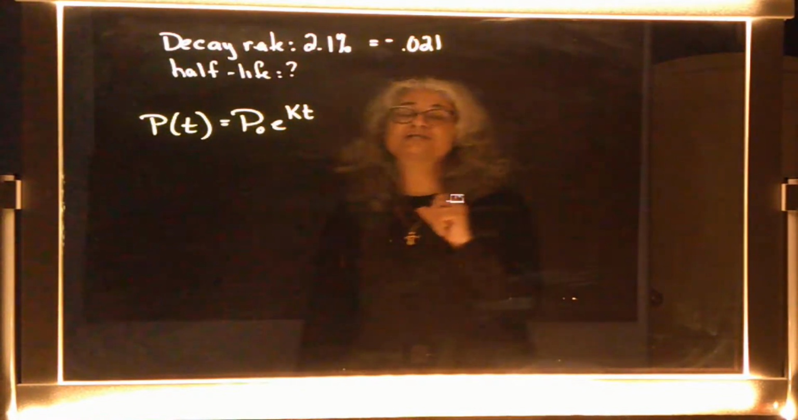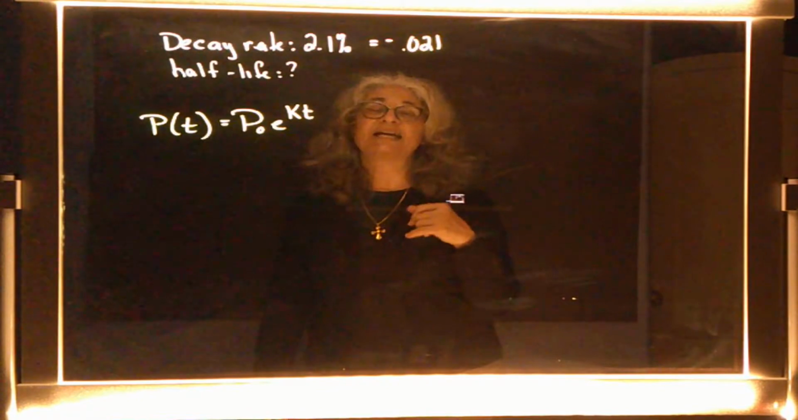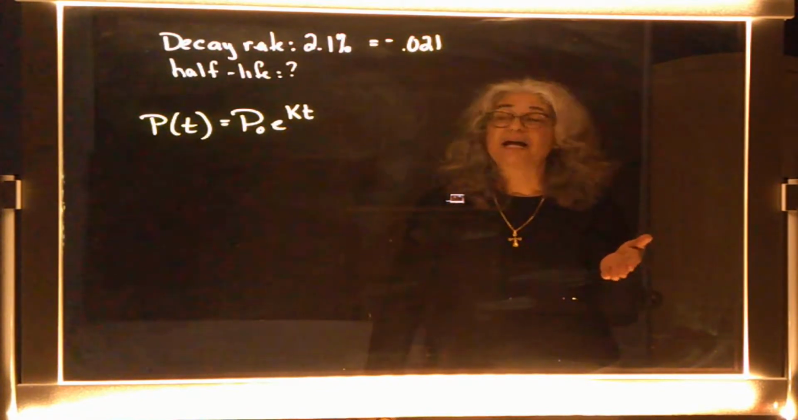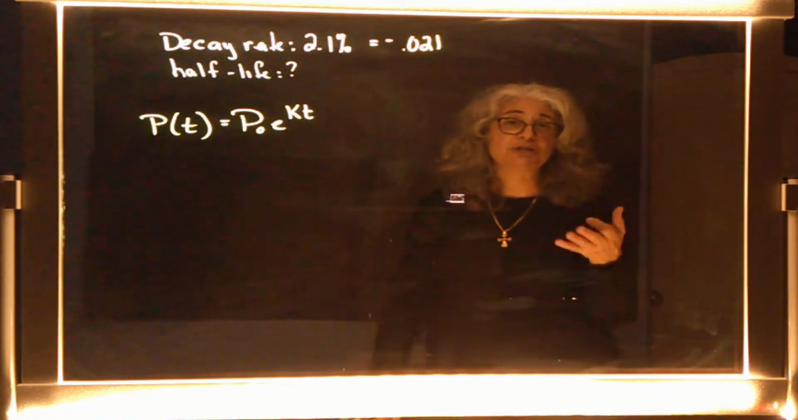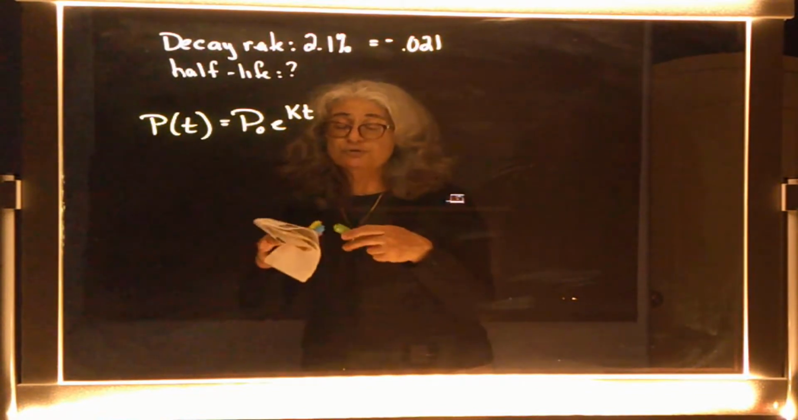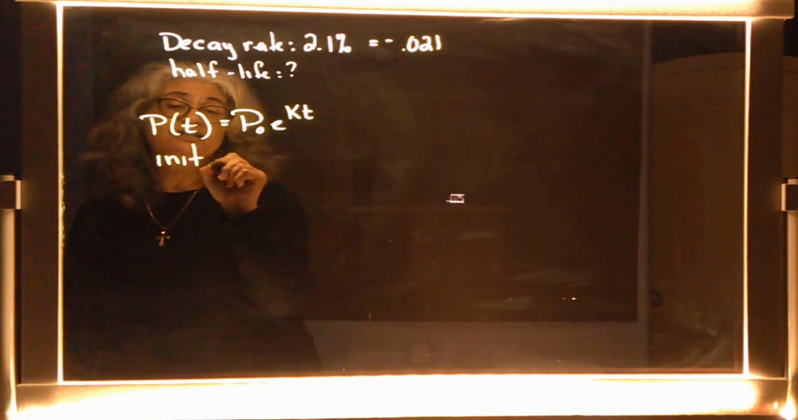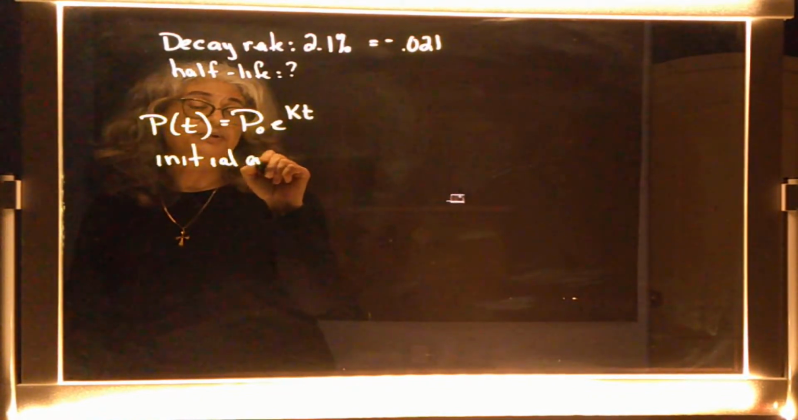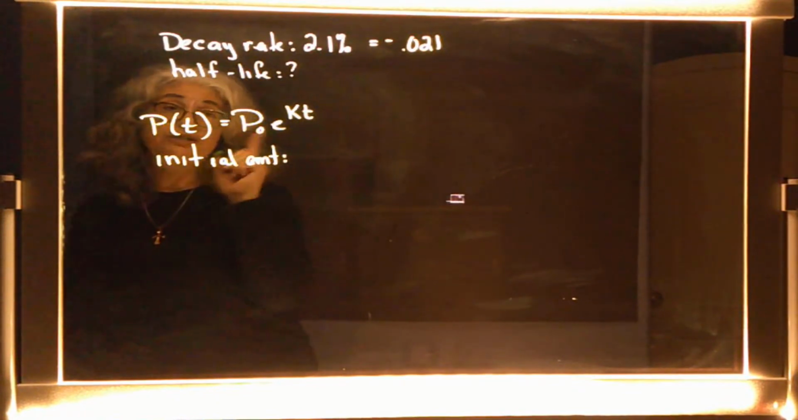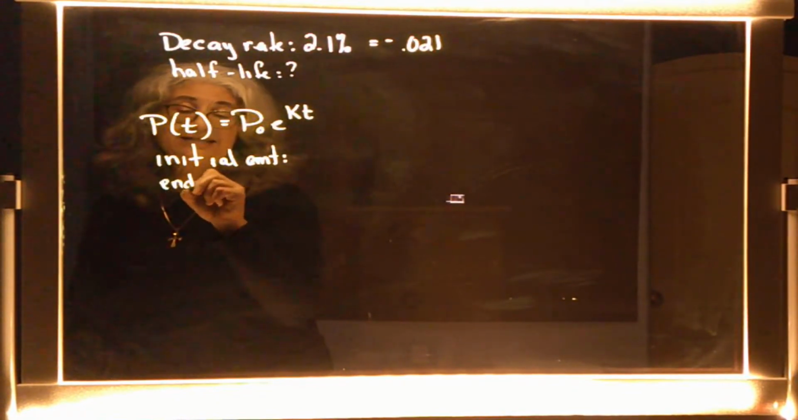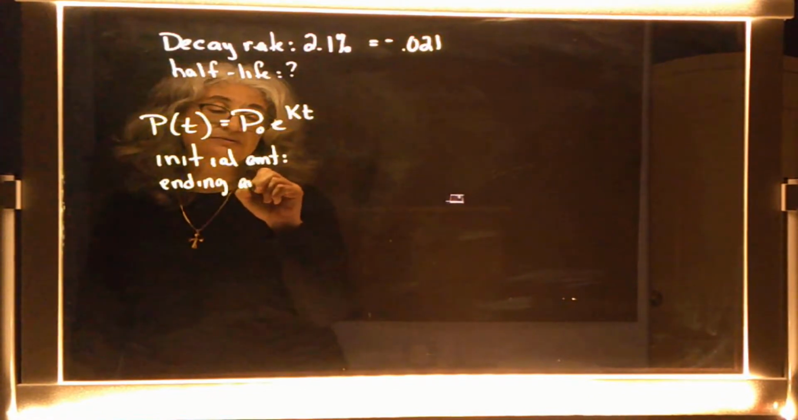So, here's the interesting thing. They gave me the decay rate. I know it's negative 0.021. They're asking for half-life, which means they're looking for time, which means I better know the initial amount. What do you think the initial amount is going to be? And maybe here's another question that'll help you out. What is going to be the ending amount?